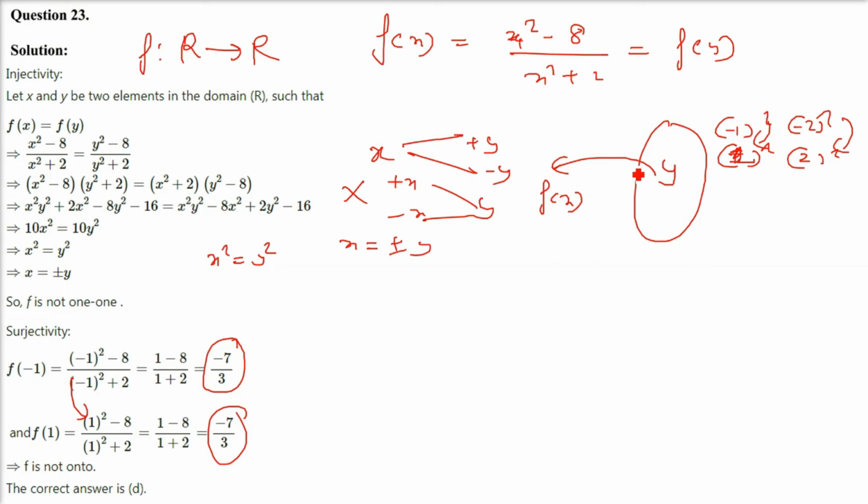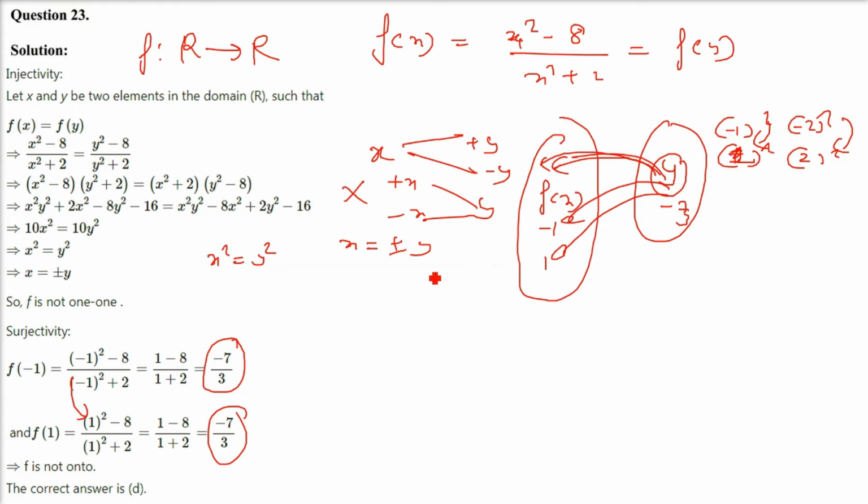I hope you got the idea. Same discussion goes for injectivity and surjectivity both. You are not getting a unique pre-image here. That is why we are saying that this is not 1-1, not onto. Okay.